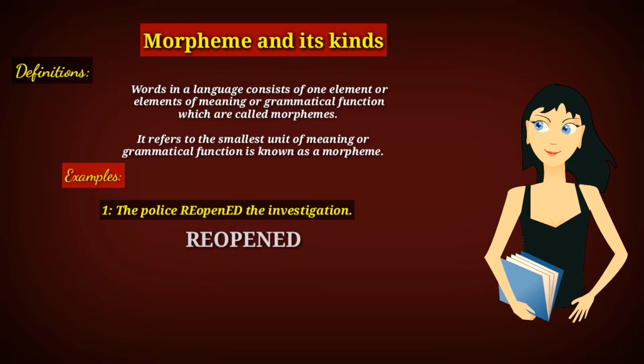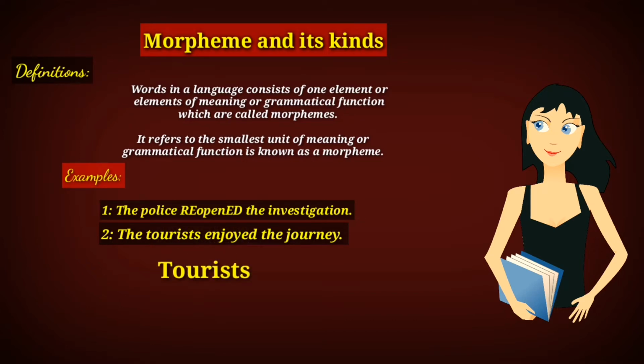And look at another example: The tourists enjoyed the journey. The word tourists also consists of three morphemes. The first one is the minimal unit of meaning, tour, and the second minimal unit of meaning is ist, which marks a person who does something, and the third one is the minimal unit of grammatical function, s, which shows plurality. Similarly, the word undressed consists of three morphemes. Un is the first one, dress is the second, and ed is the third one.